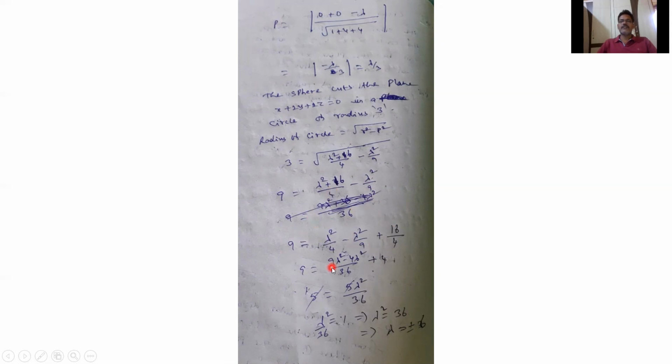9 is equal to... here the LCM is 36. 9 into 4 is 36, so we'll get 9 lambda square minus 4 lambda square. So the LCM is 36: 9 lambda square minus 4 lambda square, and 16 by 4 is 4. So taking the right side, 9 minus 4 is 5. We'll get 5 lambda square by 36. 5 will be cancelled. We'll get lambda square by 36 equal to 1. So lambda square equal to 36, lambda equal to plus or minus 6.